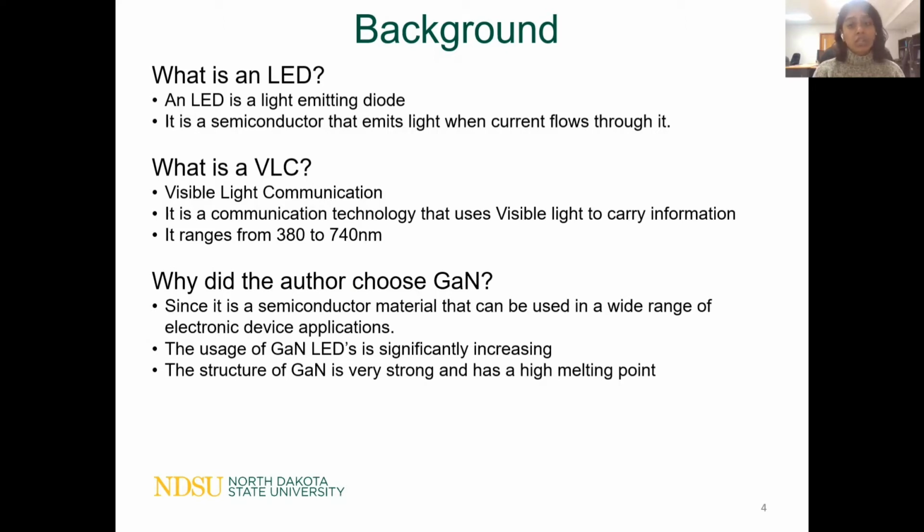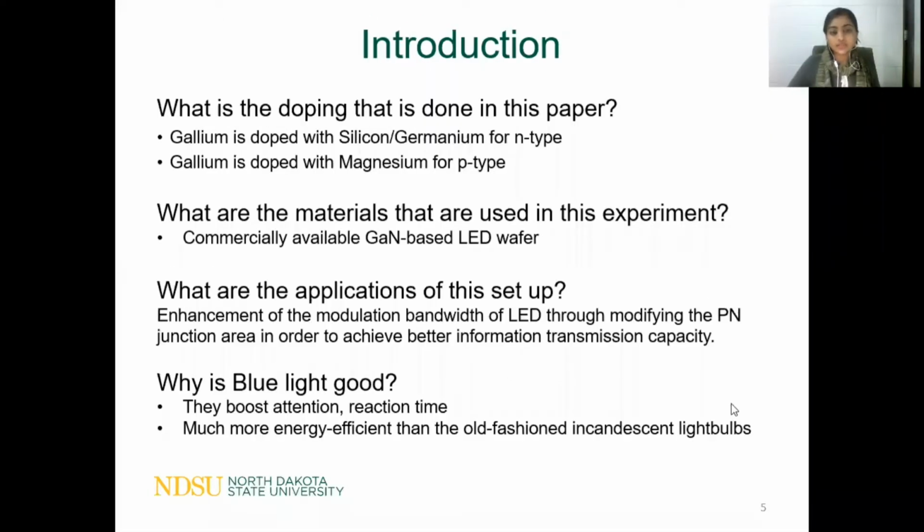Why did the author choose gallium nitride? Because it has a high melting point and it is used in a wide range of electronic devices. The usage is predominantly increasing. Gallium nitride is doped with silicon or germanium for N-type semiconductor LEDs and doped with magnesium for P-type LEDs. A commercially available gallium nitride-based LED wafer has been used here.